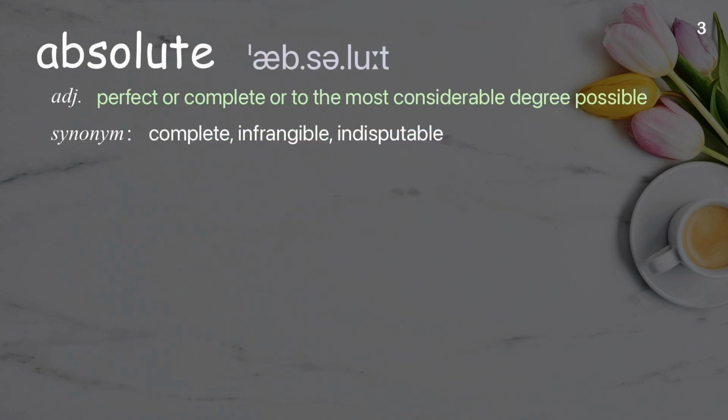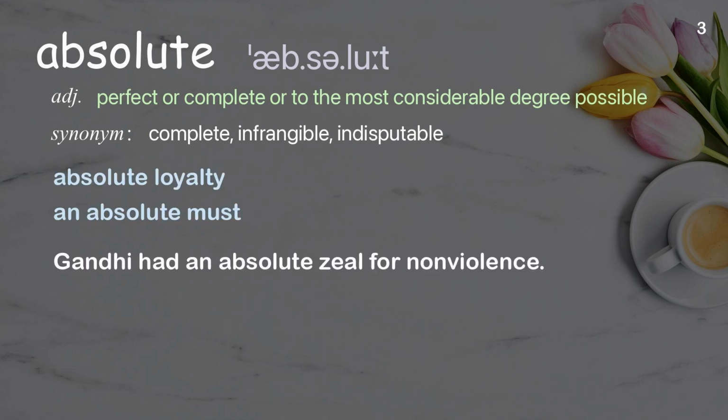Absolute. Perfect or complete, or to the most considerable degree possible. Examples: Absolute loyalty, an absolute must. Gandhi had an absolute zeal for nonviolence.